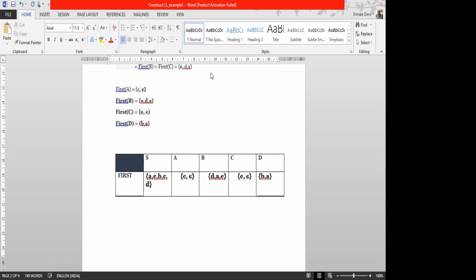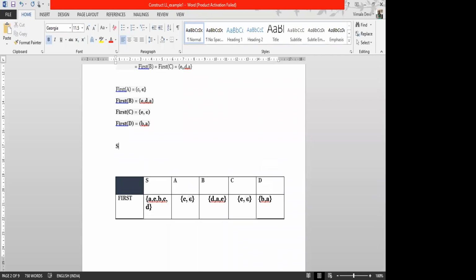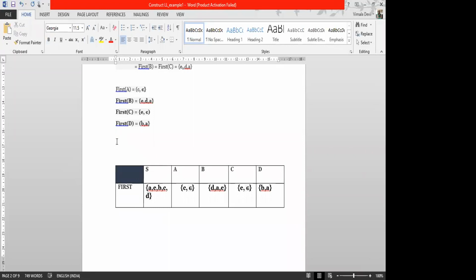For example, if I have S on the left hand side, I'll give that example here. S derives A, B, C. Consider a production rule of this type. Now assume that A produces epsilon, B produces epsilon, and C also derives epsilon. Then in this case, I can say first set of S includes epsilon, right? This is the other rule. So keeping all these rules in mind, you can easily identify the first set. I hope this problem is clear.